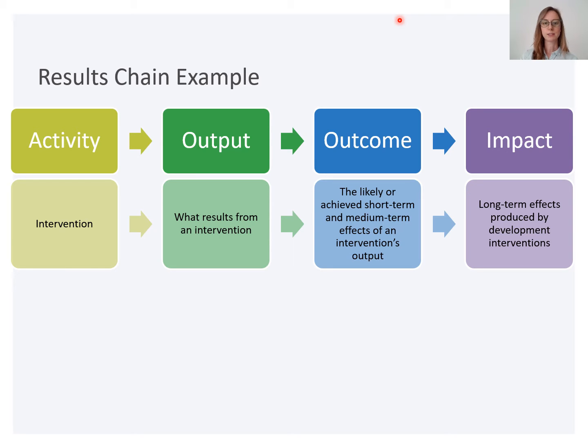So these sorts of results chains help us to determine at what points within the results framework adaptation activities and the results of the project should be monitored. It helps us to set up the monitoring and evaluation system. Let's look at this in terms of an example related to our context.